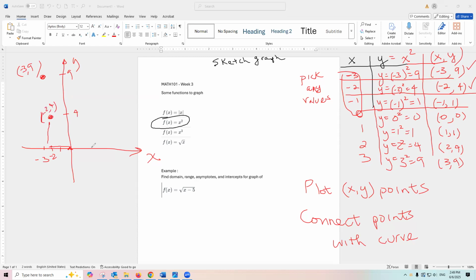And how about -1, 1? -1, 1 is about here. 0, 0 is right there. And then I'll plot the rest. 1, 1 is about here. 2, 4 is here. And 3, 9 is up here. Well, now I'm just going to connect these points with a smooth curve. It's going to do something like this. So this is the graph of f of x equals x squared. By the way, we call this a parabola.